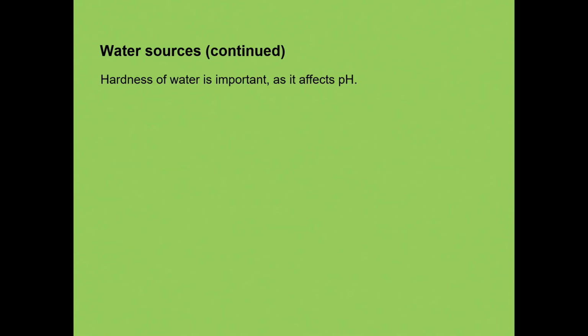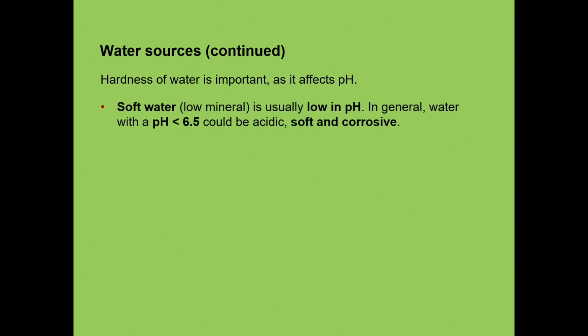Now, hardness of the water is important as it affects the pH. So let's have a look-see. Right, soft water, low minerals, is usually low in pH. With a pH of less than 6.5 it can be acidic, as I've already said, soft and corrosive.